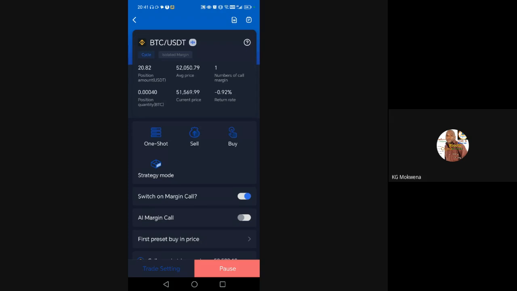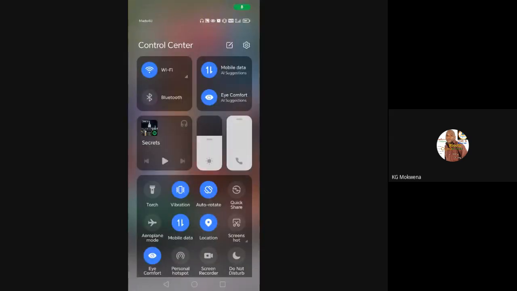Can you see position amount has increased from 8.9? It's now 20.82 there. Can you see it? Position up, yes. Now it means 20 USDT and 82 cents has now been invested into your Bitcoin, where inside your Binance, the robot has increased the quantity of your Bitcoin. So if you go into your Binance now, you will see that Bitcoin has increased.